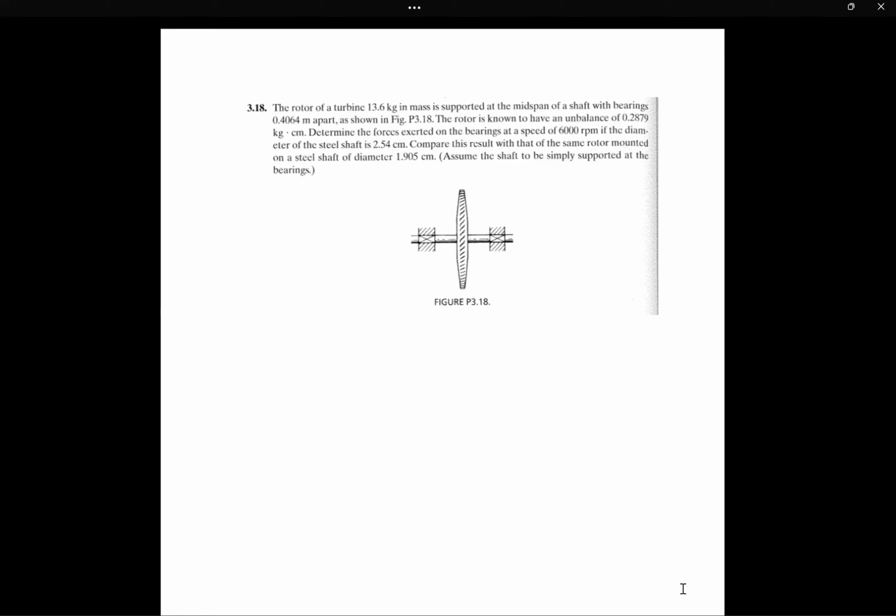Today I'm going to discuss some practice problems from chapter 3. So let's get started. First I'm going to discuss problem 3.18.